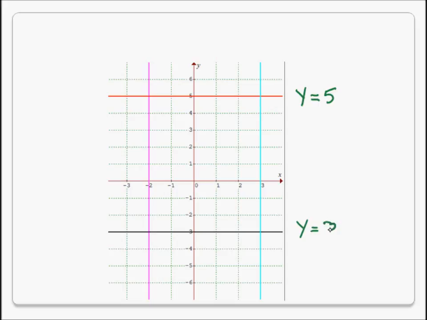Now I'm looking at the vertical lines. In this case here, I can't write it as y equals, so it just looks at x equals 3, because it goes through at 3. And then lastly, the purple line, x equals -2. So these are special lines that you may come across.